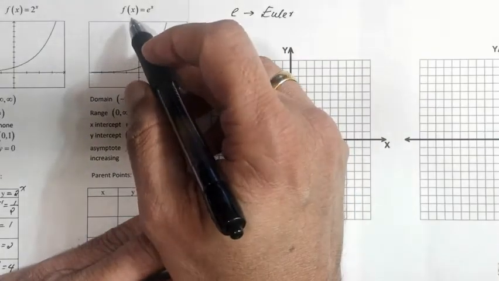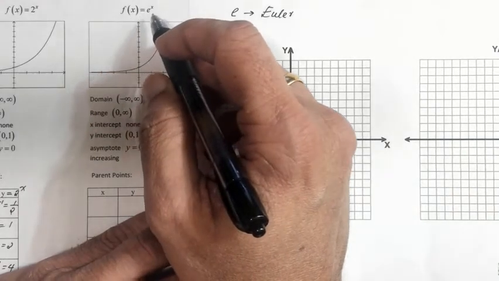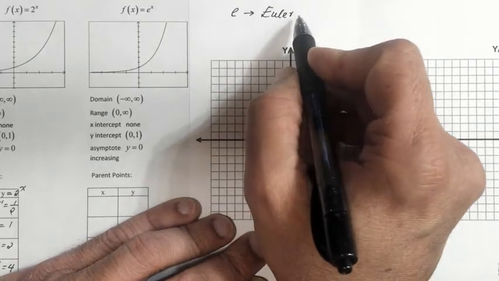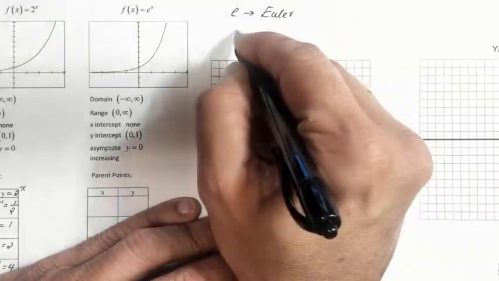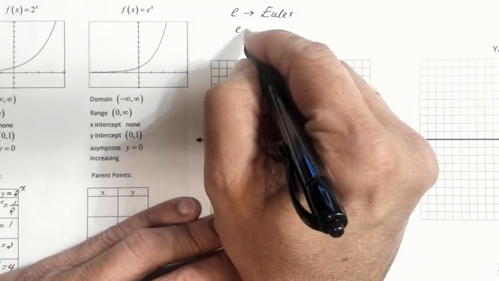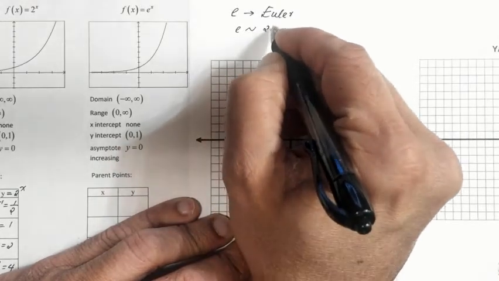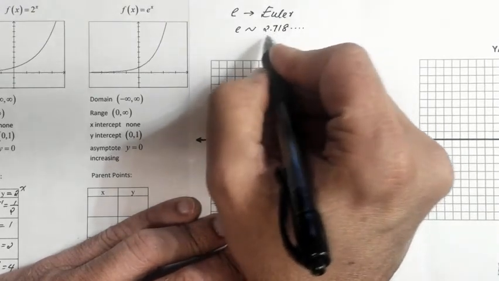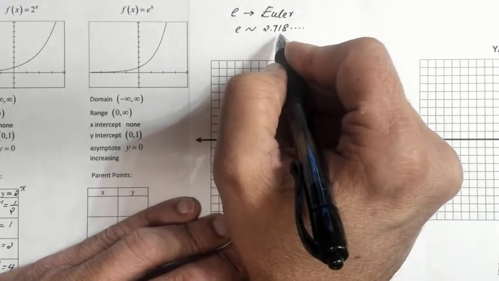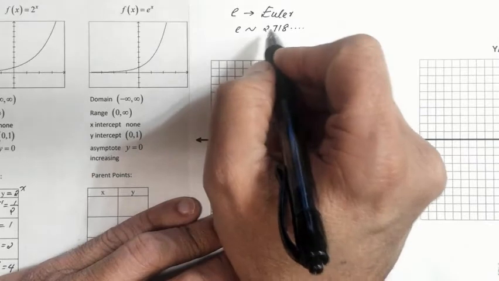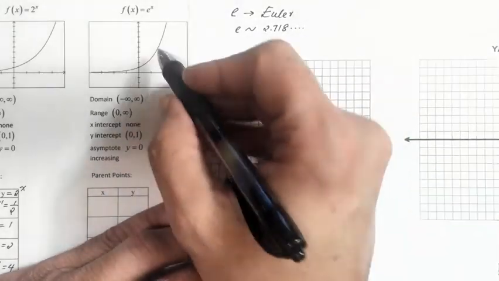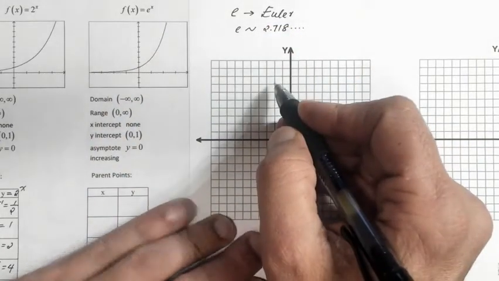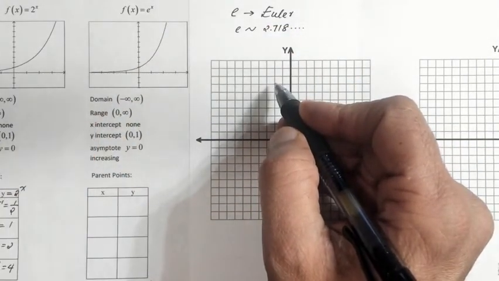Let's talk about the function f of x is equal to e to the power of x. The e stands for Euler, and it has a value of approximately 2.718, etc. So we are using these values for our calculations right here. Since e is greater than 1, this function is definitely going to be an increasing function. Let's quickly make a table, then come back to the attributes.